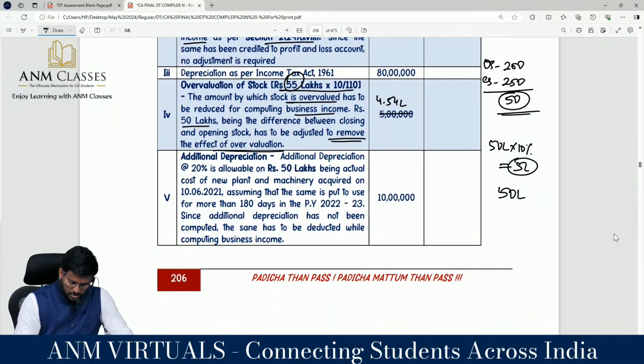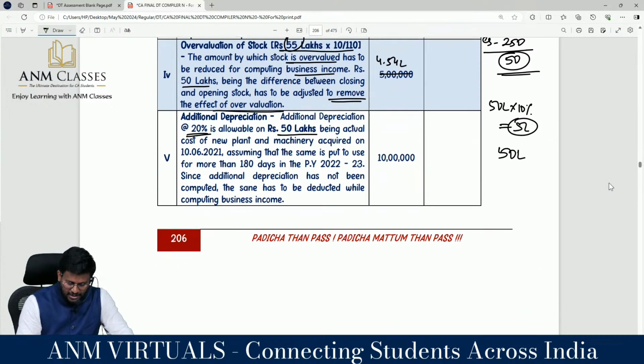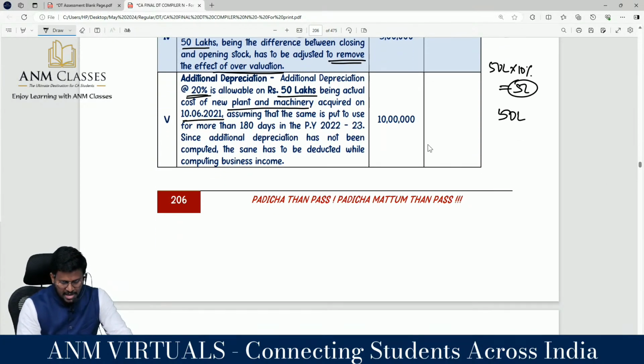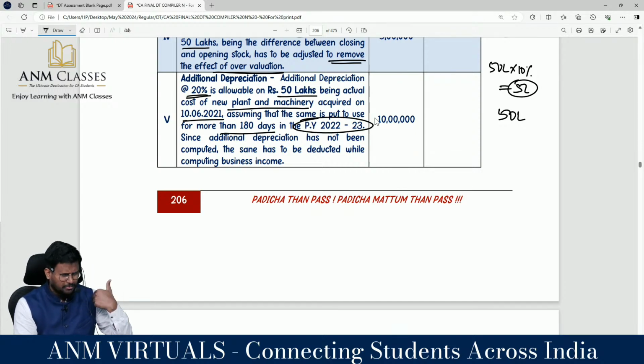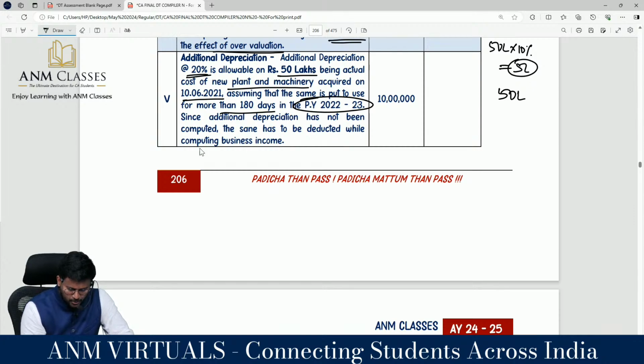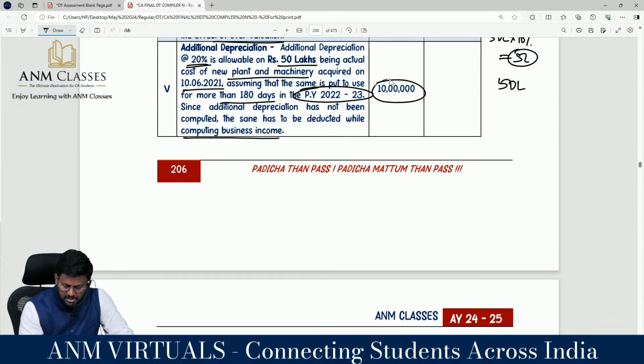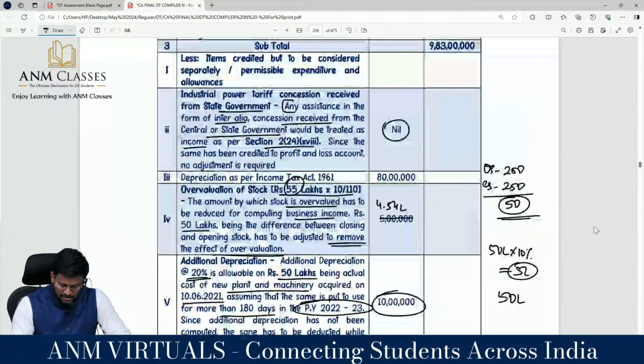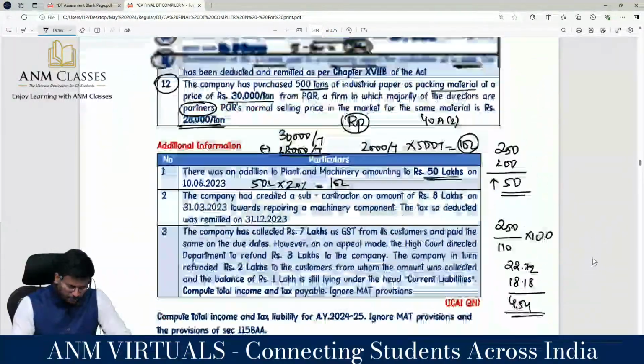Yes sir. Additional depreciation at 20% is allowable on 50 lakhs, being the actual cost of new plant and machinery acquired on 10/6/2023, assuming that the same is put to use for more than 180 days in previous year 23-24. Since additional depreciation has not been computed, the same has to be deducted while computing business income, 10 lakhs. Can we claim it as a deduction?